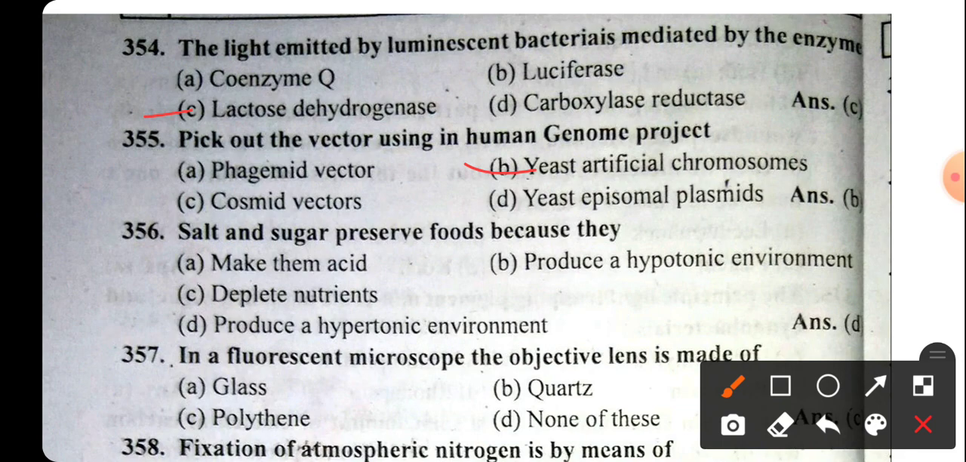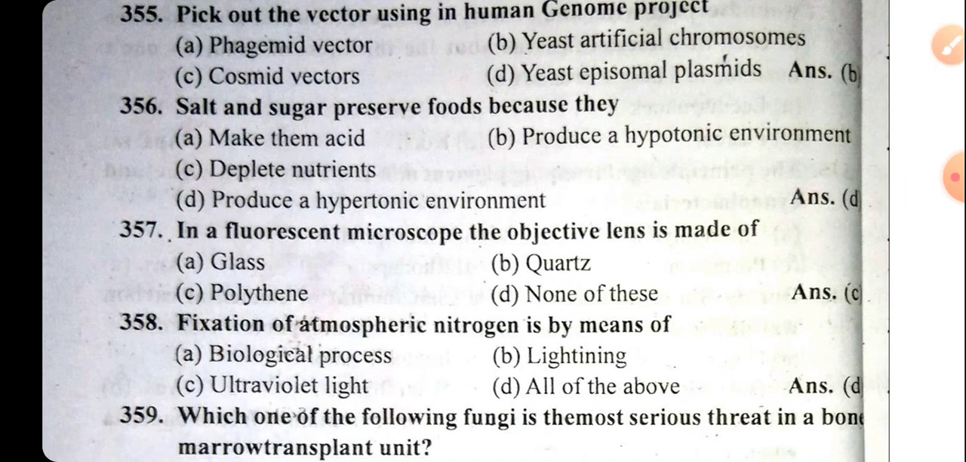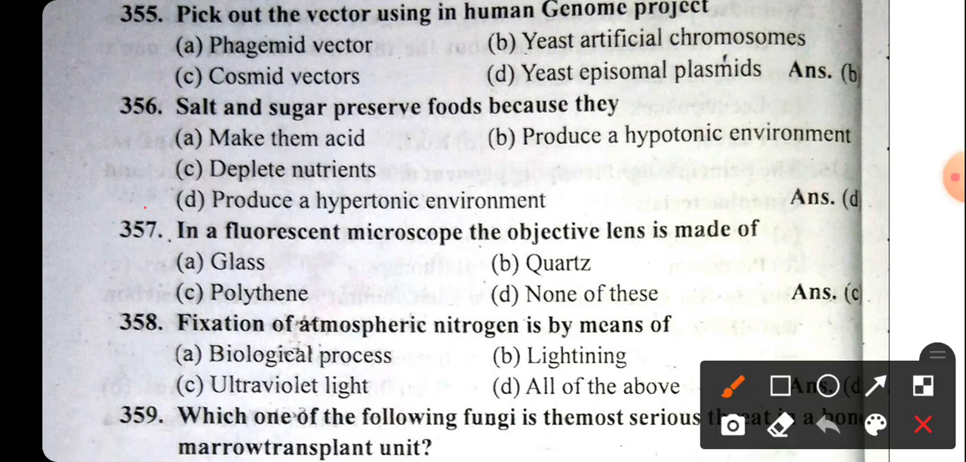Now the next question is: salt and sugar preserve foods because they produce a hypertonic environment. That is option number D will be the right answer. In a fluorescent microscope, the objective lens is made of polythene. That is option number C will be the right answer.